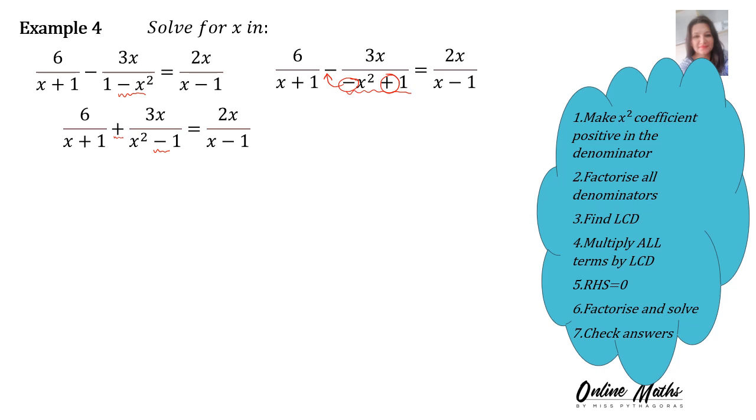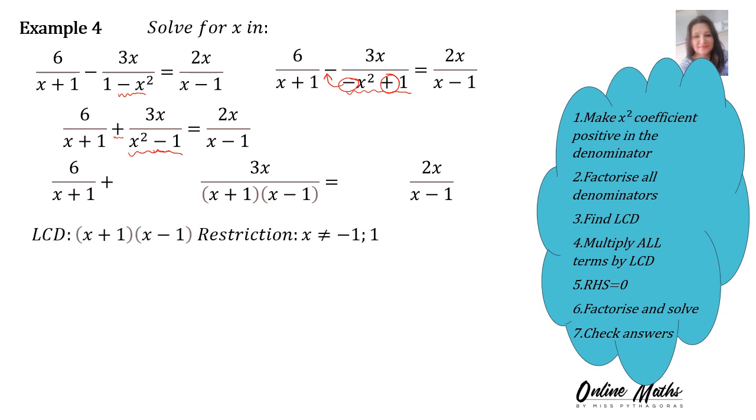In the next step, step 2, we factorize all denominators, and the problem is just here on the second term where you find x squared minus 1. That is indeed the difference of two squares. Then in the next step, step 3, we find the LCD and the restriction.